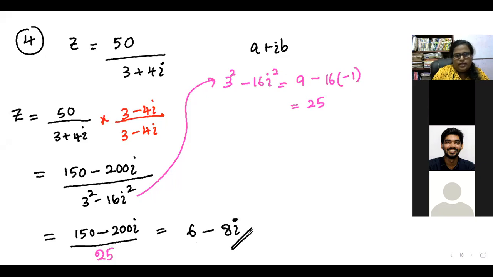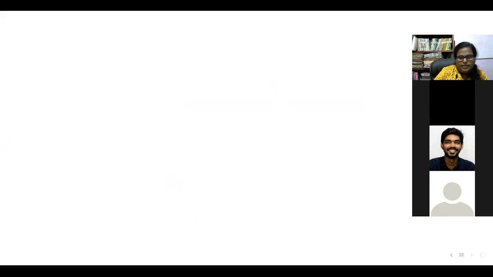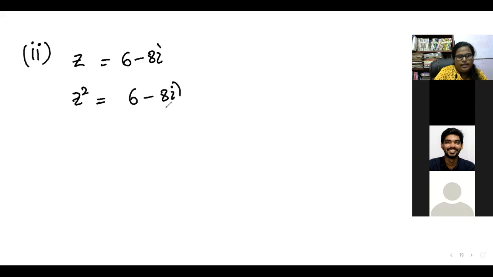So this is the same complex number z can be written here. And as the second part, you have to find z squared, right? Our z is now 6 minus 8i, right? So z squared can be taken as 6 minus 8i all squared.